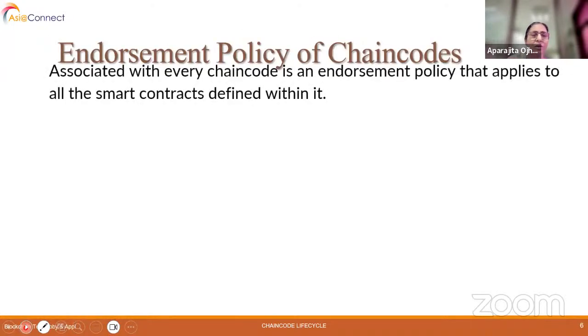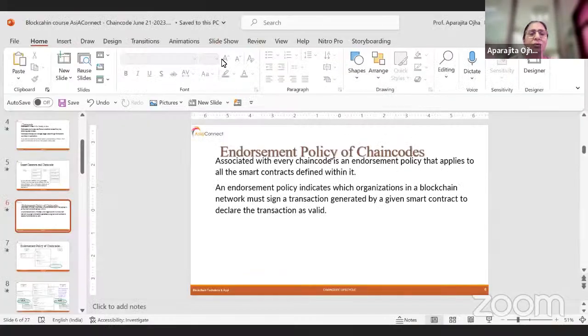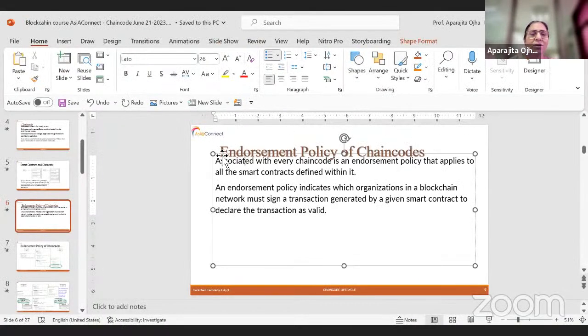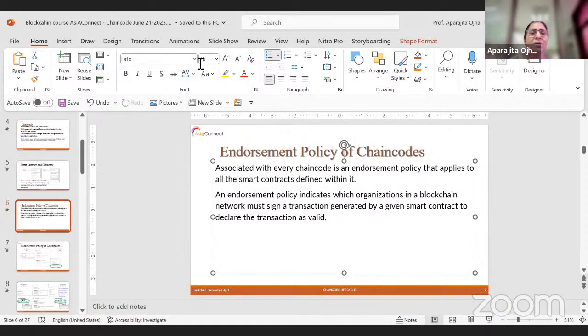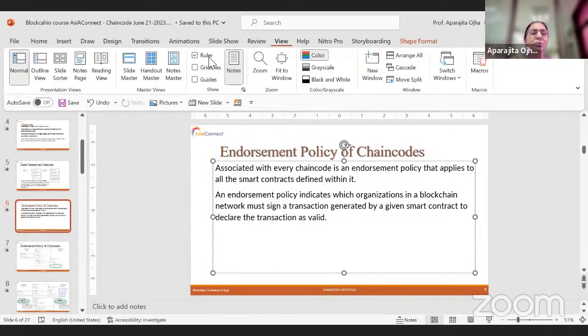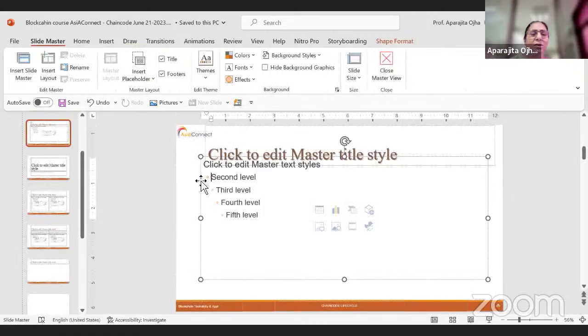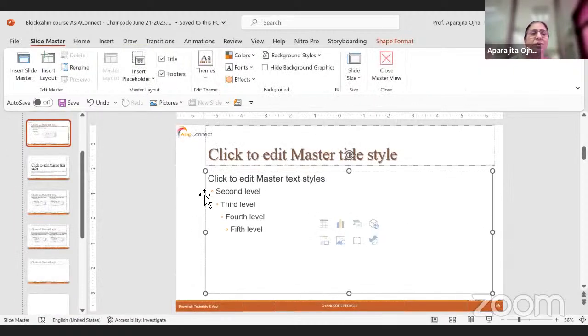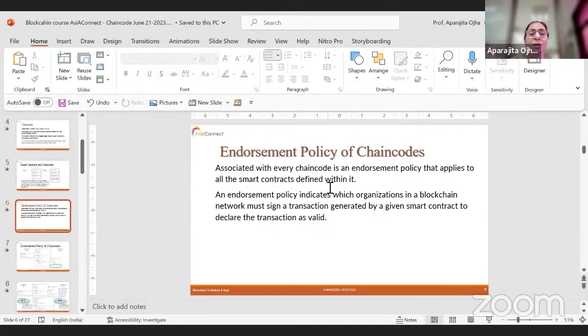So, associated with every endorsement is an endorsement policy. I don't know why it is showing too much. Just give me a minute. I don't know why it has shifted. Give me a minute. Yeah, here it is, shifted by mistake, perhaps.